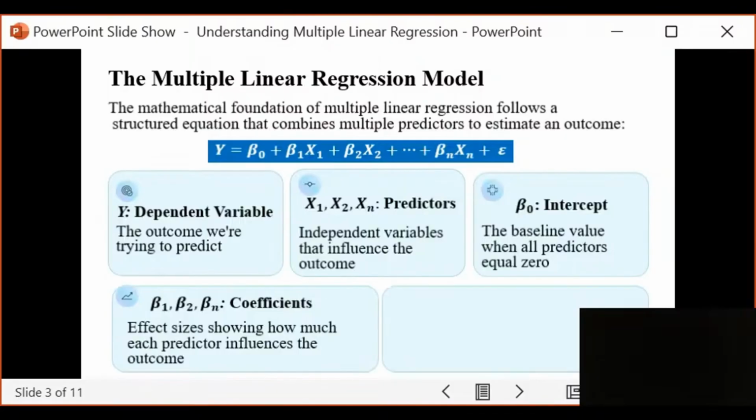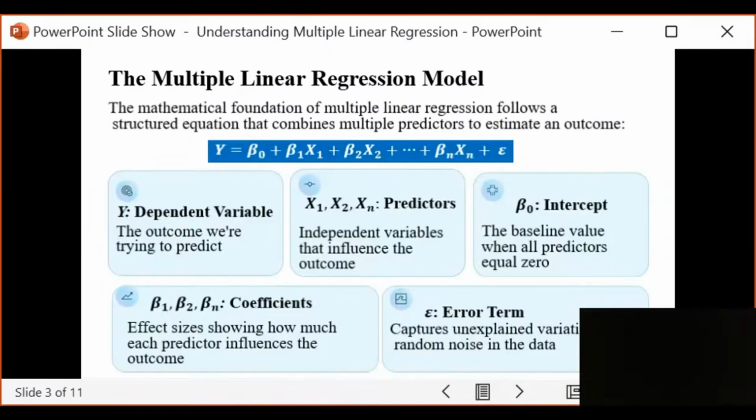And another variable that we should consider here is epsilon. In our equation, the last entry is epsilon, or we simply call it the error term. This captures everything our model doesn't explain: the random noise, or the unpredictable factors or measurement errors that influence y but are not included in the model. So these are external factors that may affect the dependent variable.